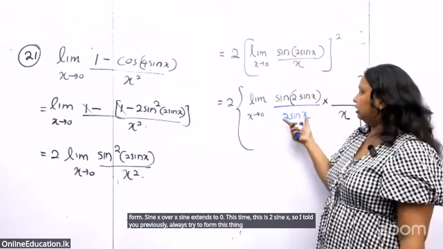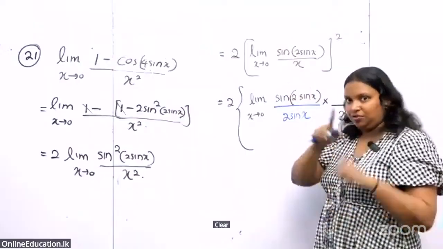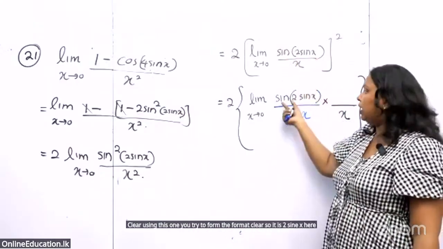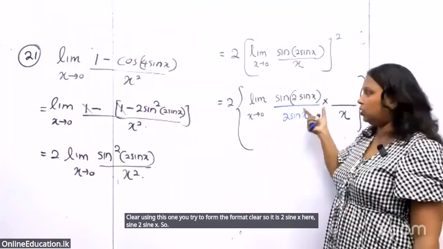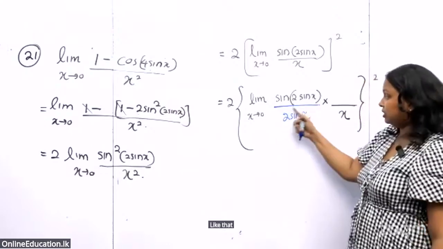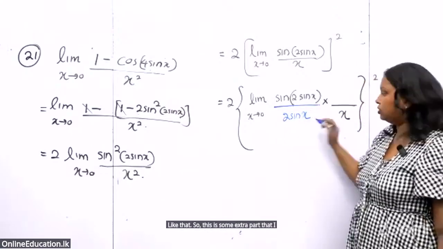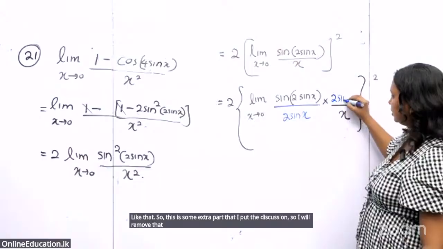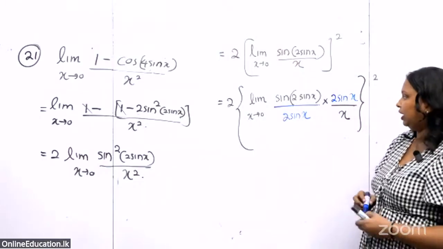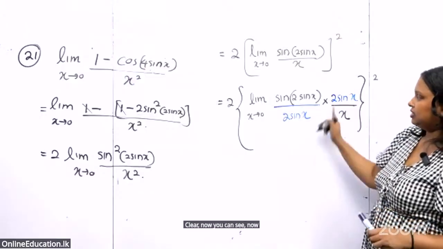Clear? Using this one, you try to form the format. Clear? So it is 2 sine x here, sine 2 sine x over 2 sine x. Like that. So this is some extra part that I put into the question, no? So I will remove that using this 2 sine x here. Clear? Now you can see, this is very nice.